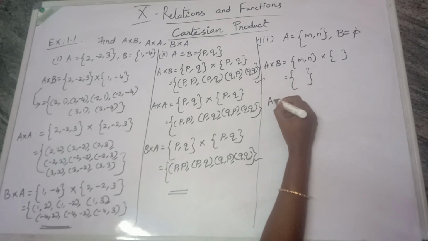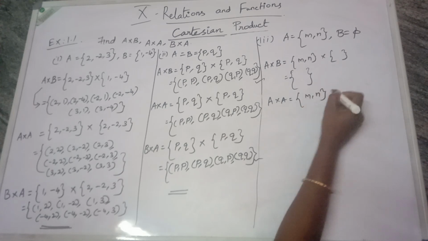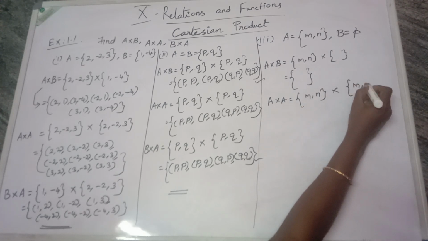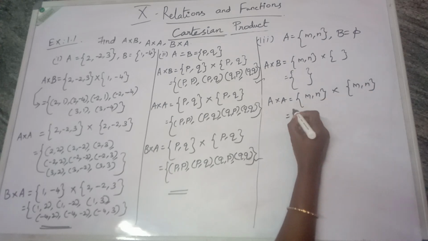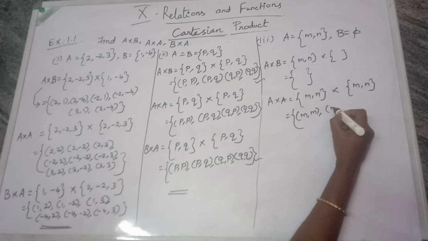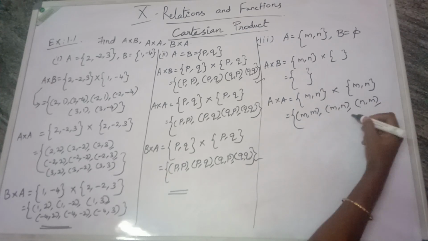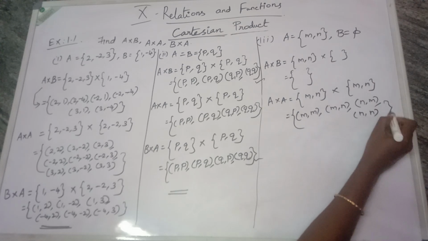Then the next one is A cross A. A is M comma N and the other set is also the same, having the same elements. You can write now here. You have to take the first element M and make the ordered pair with the elements of the second set. So M with M and M with N: M comma M and M comma N. Then if you take the second element, N comma M and N comma N. That's all, A cross A.